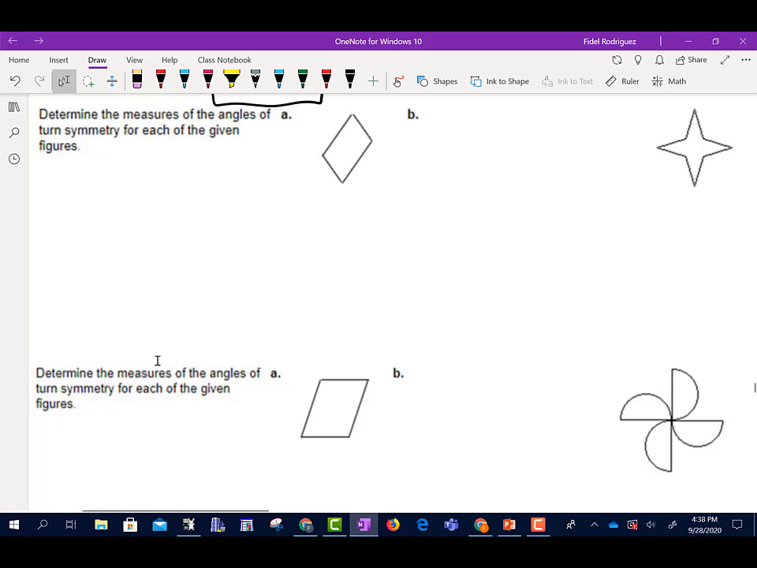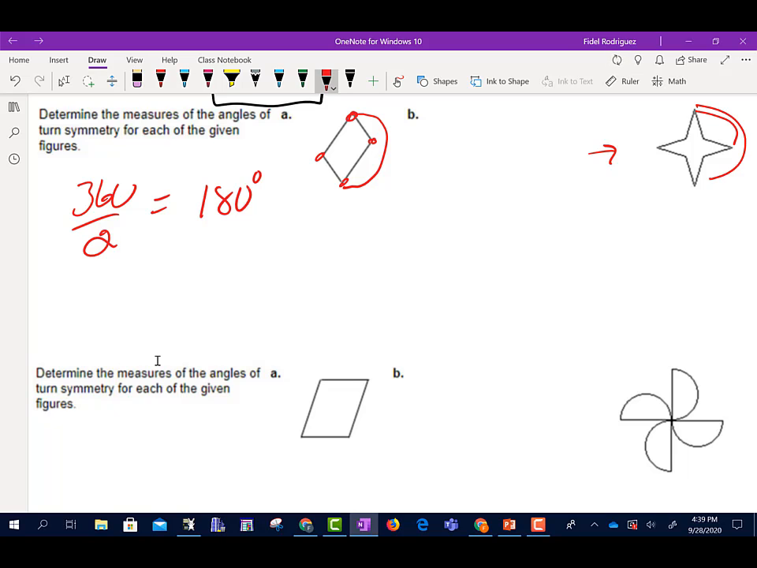All right. Determine the measures of the angles of a turn symmetry for each of the given figures. Okay. So guys, in order for me to rotate from this point here to this point here, again, notice this is like a parallelogram, right? But the points are not exactly the same. I mean, it's not uniform like the way this one is, right? So because I have 2 distinct points, I'm going to take 360 and divide it by 2, and that will give me 180, right?